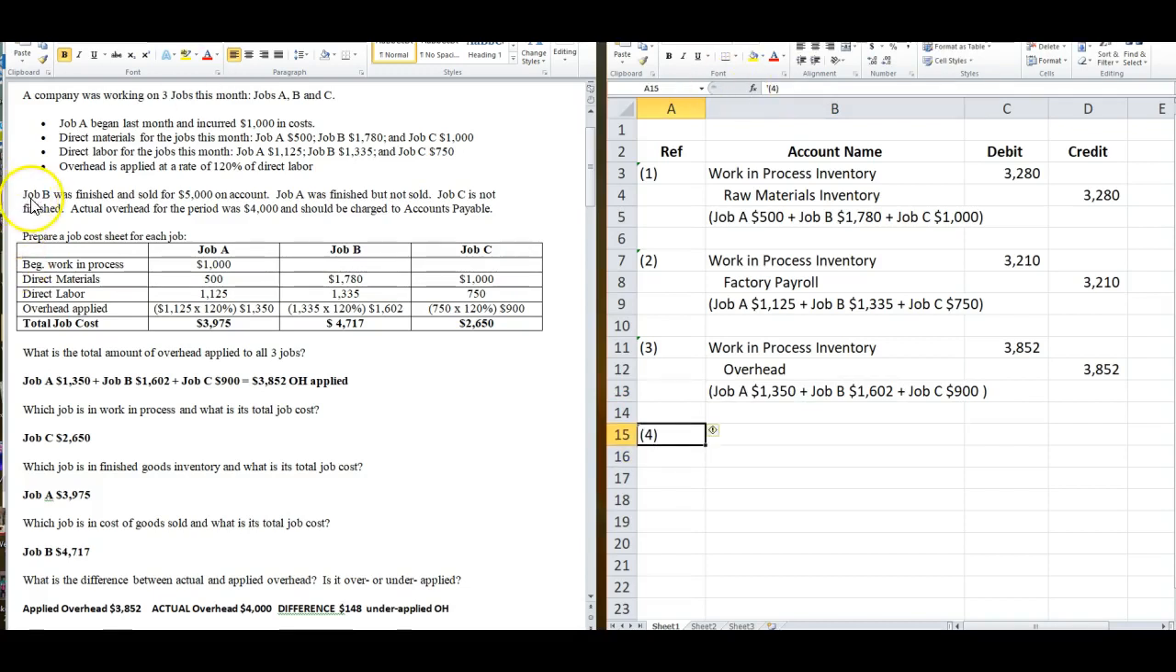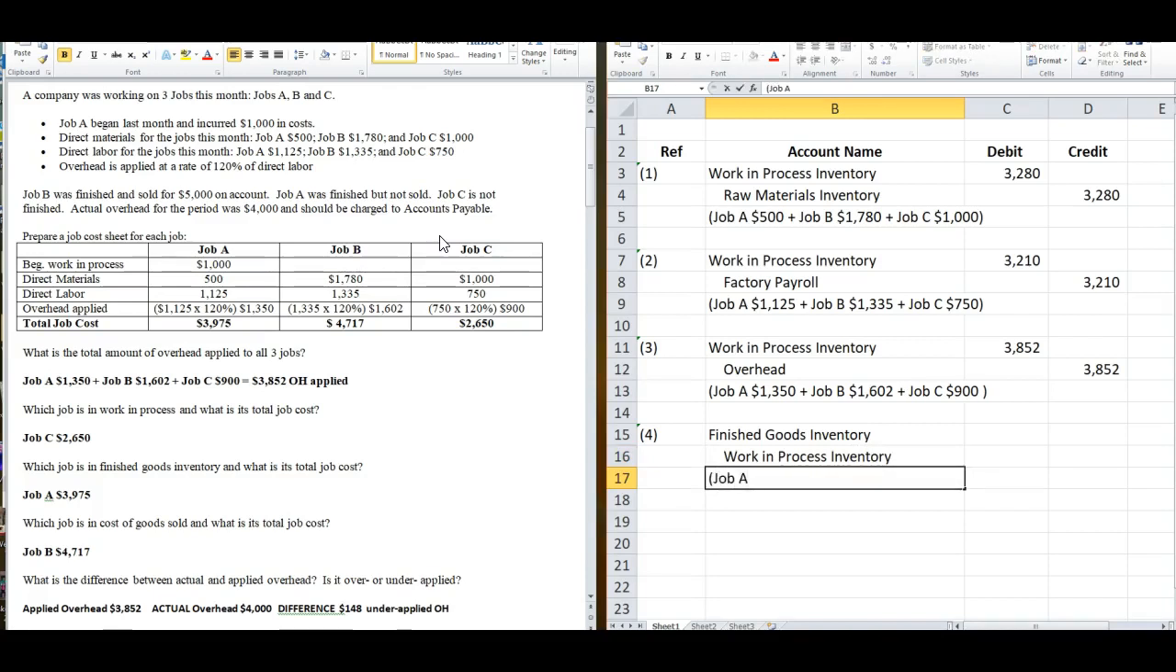What's next? It says job B was finished and sold for $5,000 on account. We'll worry about the sold part in a minute. Job A was finished but not sold. So let's worry about the jobs that were finished first. If they are finished, they move from work in process to finished goods. So that means we want to debit finished goods inventory, and we want to credit work in process because that's where it's coming from. We're removing it from work in process because it's been completed, and we're moving it to finished goods.